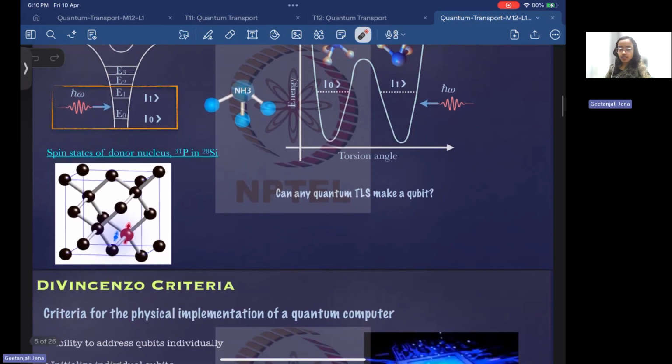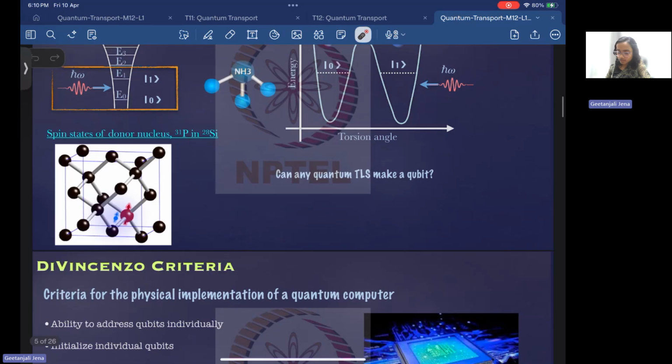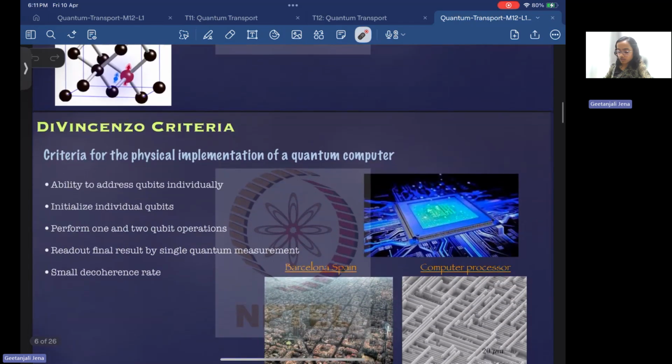So the next example that we have is the spin states of a donor nucleus. So basically here it is an example of phosphorus in silicon. So we can use this to design a quantum circuit. But it's not like all two-level systems can contribute to the qubit design. So let us see what the criteria for this are, which are called the DiVincenzo criteria.